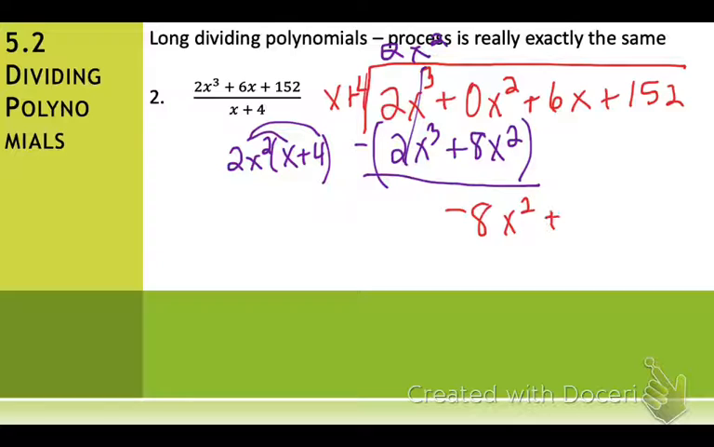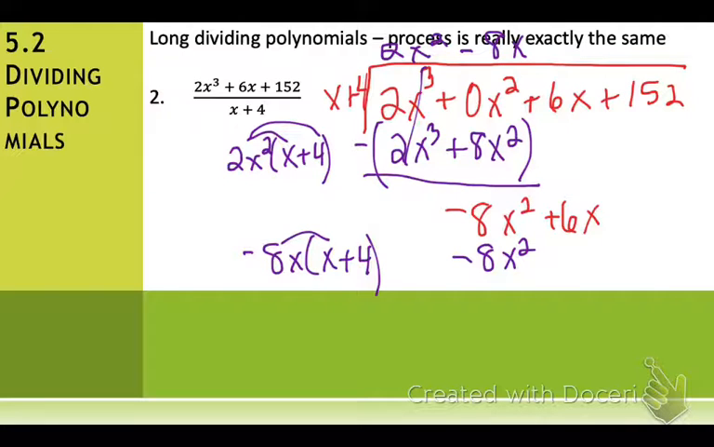All right, bring down the 6x and start again. How many times does x go into negative 8x squared? And it goes in negative 8x times. So now again, be careful. I take the negative 8x times the x plus 4. So negative 8x times x plus 4. Multiply those together, I get negative 8x squared. Good, same. Minus 32x. I'm going to subtract the whole thing.